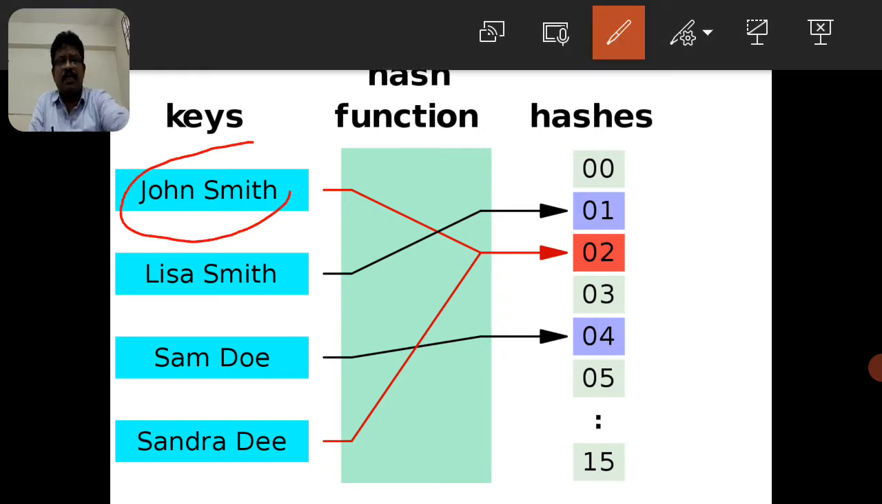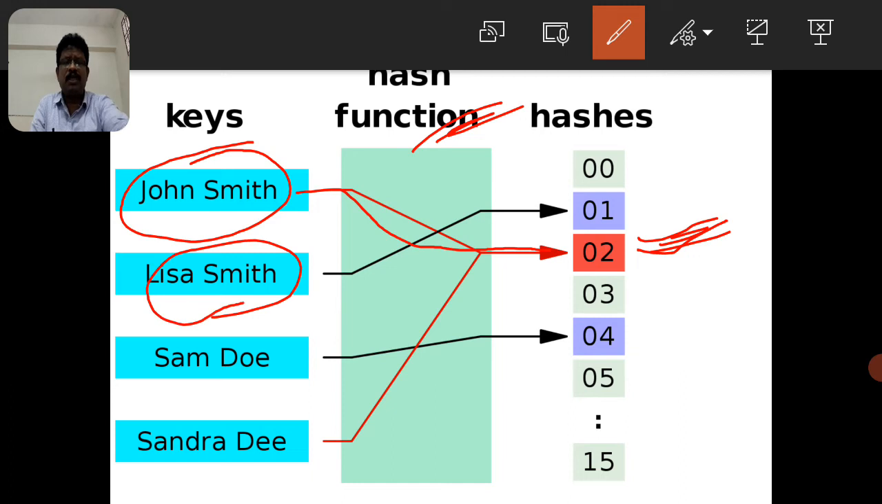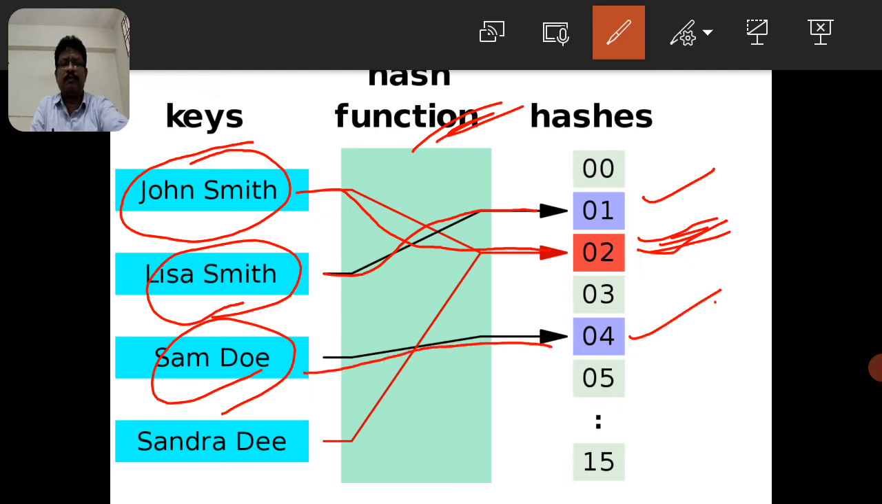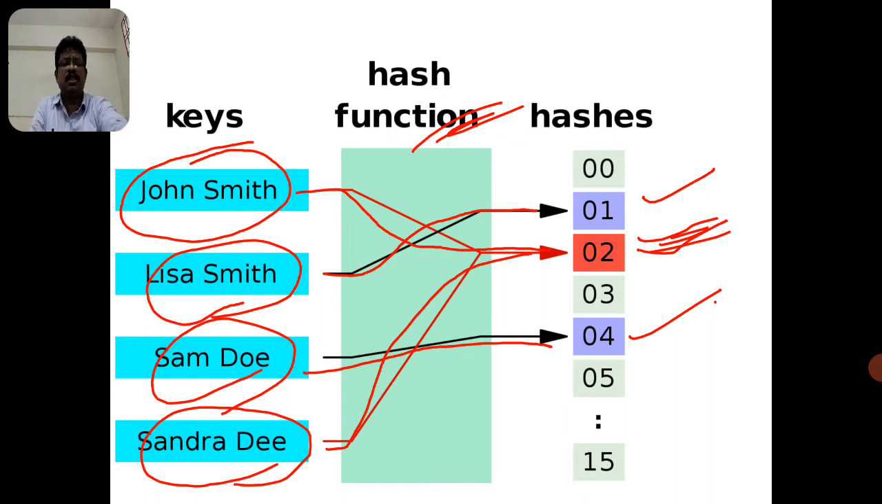So this is non-numerical, and this non-numerical value is converted into a numerical value. Now you can observe the key John Smith is converted into the numerical value 2 with the help of the hash function. Similarly, Lisa Smith is another name, also non-numeric, and it yields the numerical value 1. Sam Doe is another key, which may be converted into the numerical value 4. Similarly, Sandra D is also converted into some numeric value. So the non-numerical values are converted into numerical values with the help of hash functions. This is the main concept of the hash function.